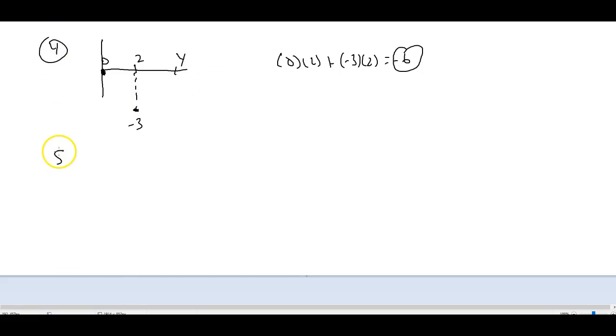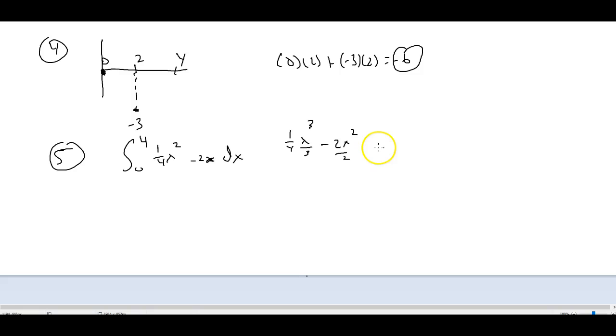And then number 5. Number 5 is the integral from 0 to 4. So I want to find the area of the curve, right? So now I'm going to actually integrate and get the exact value. x to the second minus 2x dx. I have to write all this out with the dx on the end, saying that I'm taking the integral on the x-axis. Alrighty then. So this becomes 1/4 x to the third over 3, right? Raise the power by 1, divide by the power I get, minus 2x squared over 2 plus c.